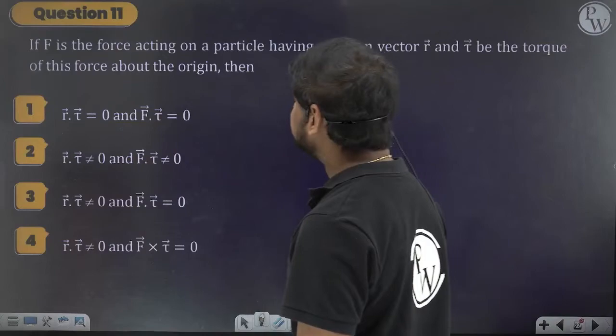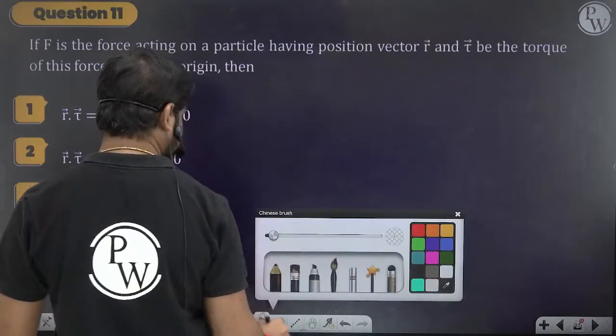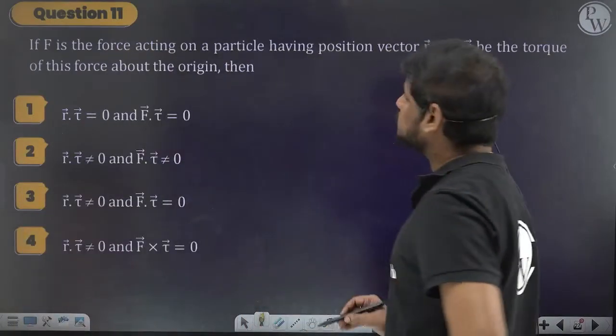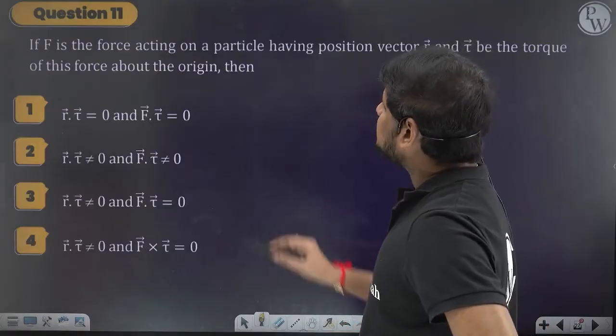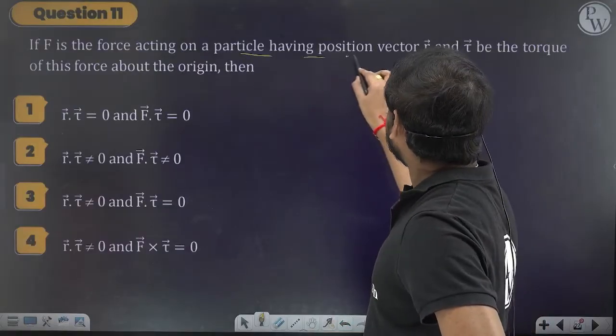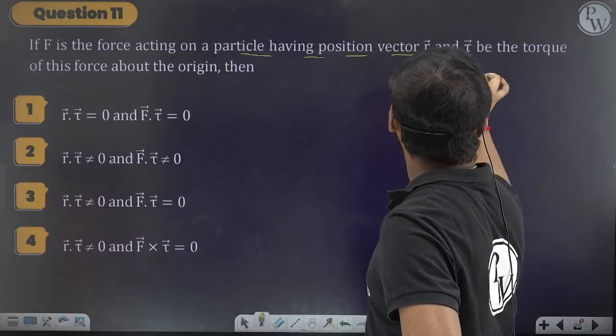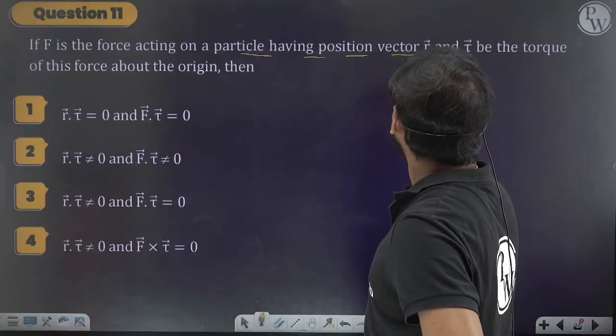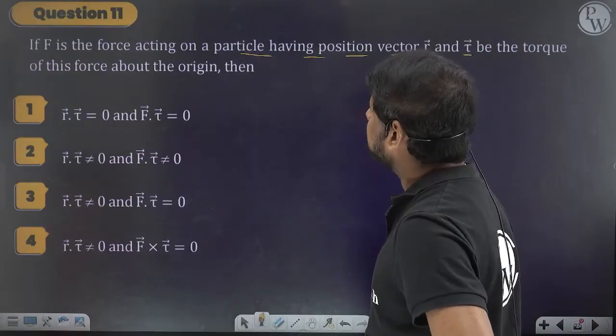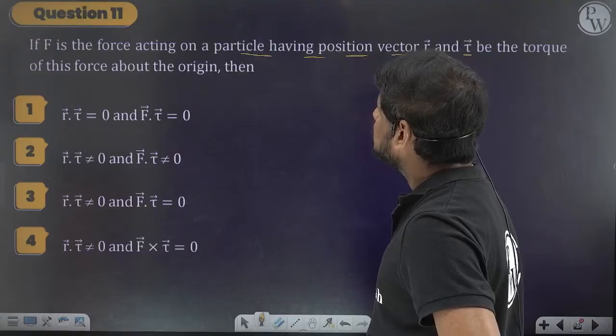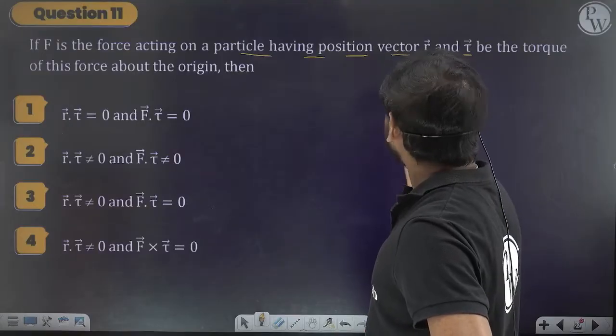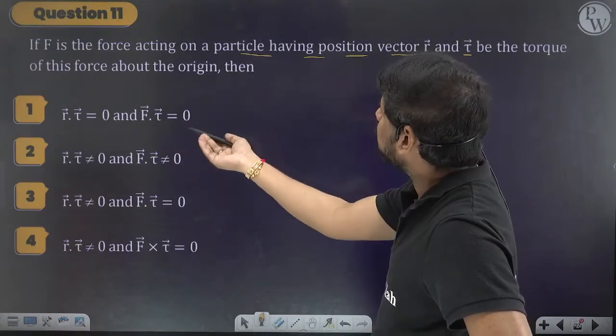Okay, so let's take this simple question, guys. What does the question say? If F is a force acting on a particle having position vector R, and tau is the torque of this force about the origin, then you know that R dot tau is 0 and F dot tau is 0.